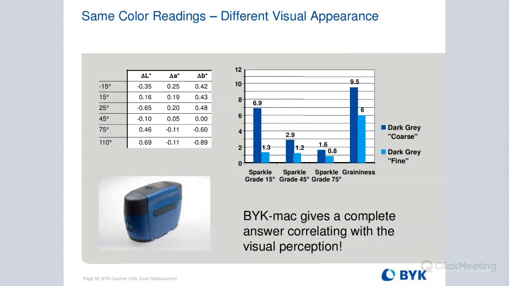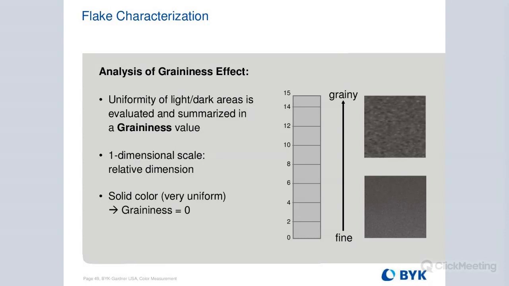Oops, I think I skipped a slide. So this is just the graininess tolerance. It's a one-dimensional value, 0 to 15. 0 would be a solid color, with no graininess, up to something that would be very, very grainy. And these 15 different steps correlate to the anchor panel set that was used to develop the visual study to begin with. Essentially, it's 15 because they could say it was a 3.5 or a 4.5 or a 5.5, and that gives you the 15 different steps.